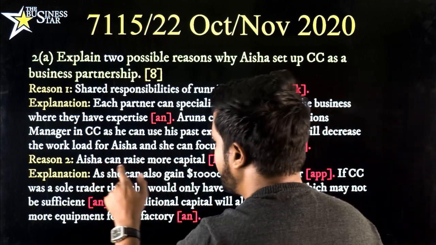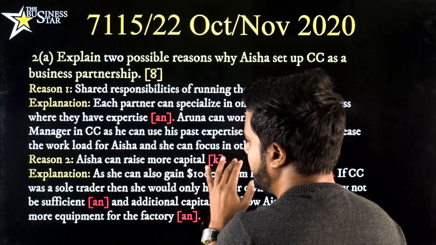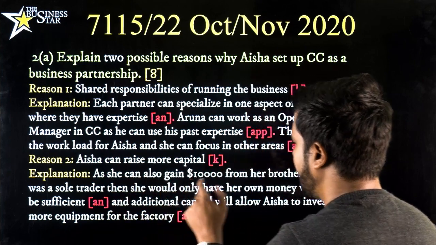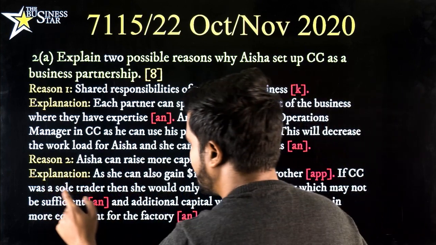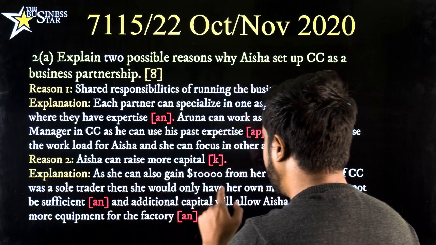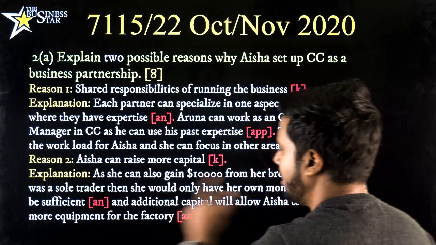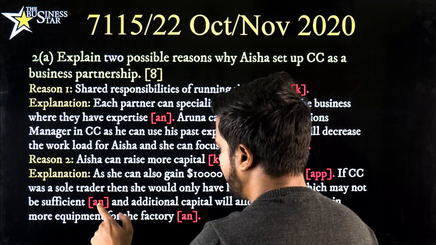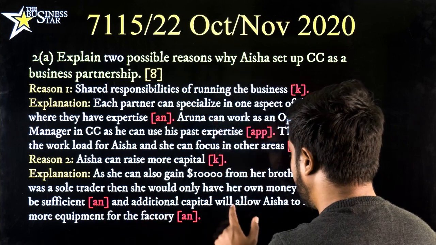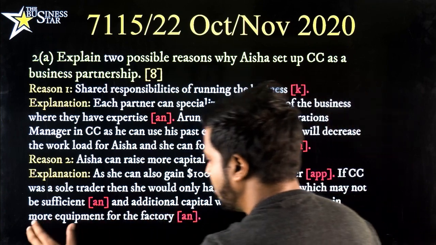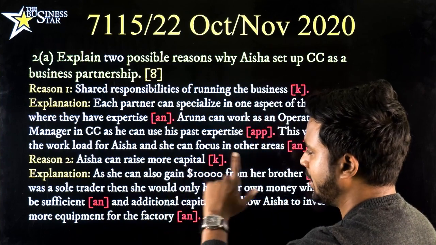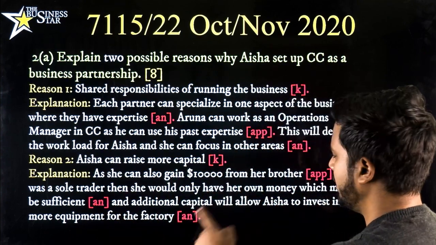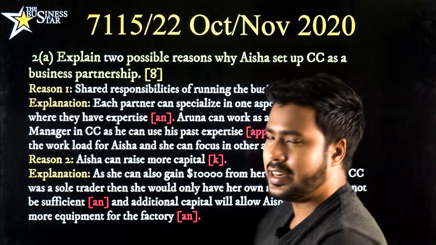In reason 2, Aisha can raise more capital. This is the knowledge. As she can also gain $10,000 from her brother, this is the application. If CC was a sole trader, then she would only have her own money, which may not be sufficient. This is the first analysis, and additional capital will allow Aisha to invest in more equipment for the factory. Okay, so here we have the other 4 marks. 1 mark, 2 marks, 3 marks, and 4 marks. So 8 marks are done.